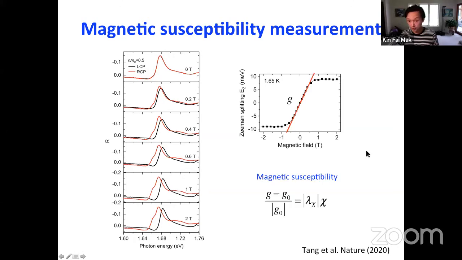You can determine the slope, which is actually the g factor for the exciton, and you can do a little bit of math, and it's not difficult to figure out that the measurement of the g factor in this Zeeman splitting is proportional to the magnetic susceptibility of the localized spins in the system. So this way, we have a pretty interesting way to measure the magnetic susceptibility of the localized spins in this particular system.